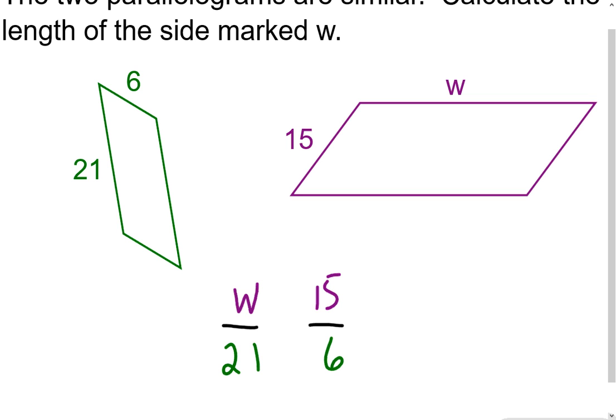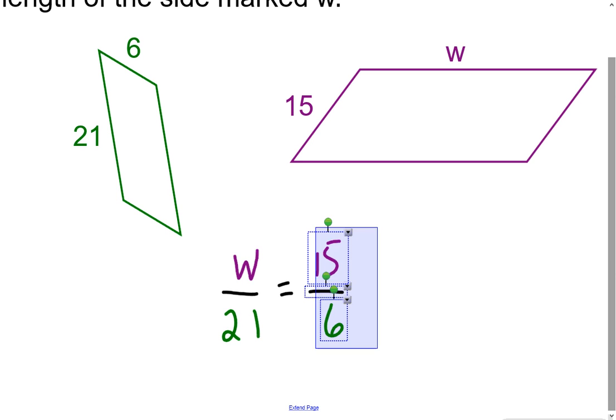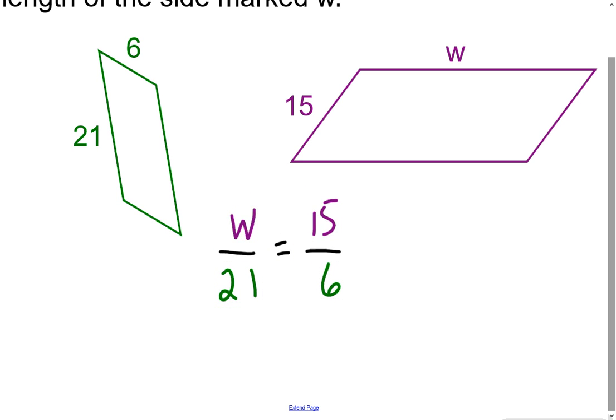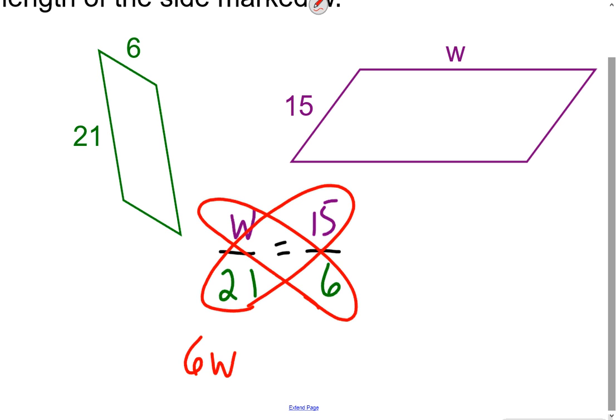And since we're setting up a proportion, these two ratios have to be equal to each other. So to find the length of that missing side, now it's just a matter of solving this proportion. Just move this up a little bit. What I do when I solve my proportions is cross multiply. When I cross multiply there, I'm going to get 6W. If I cross multiply this way, we get 315, and those are equal.